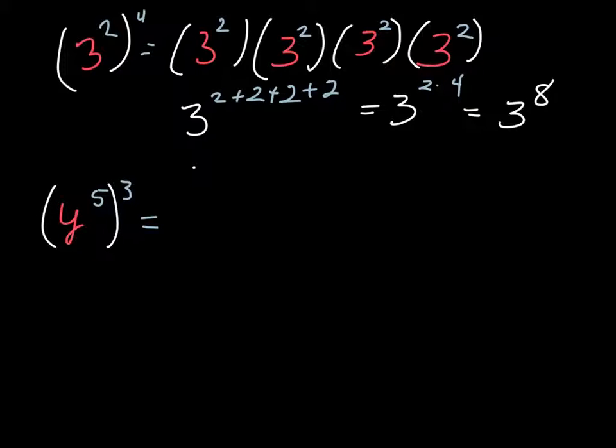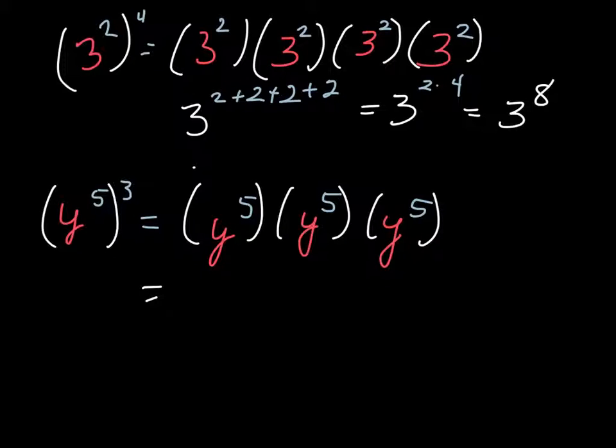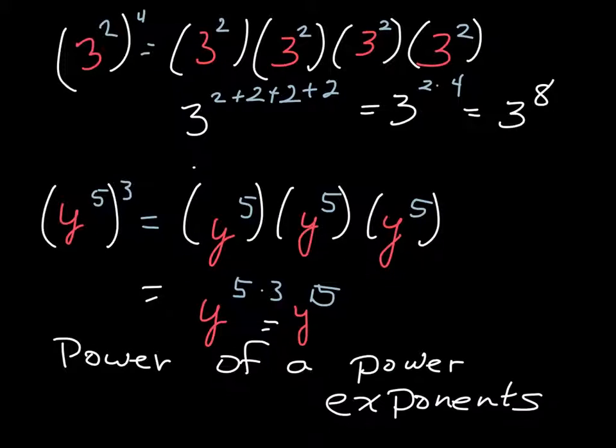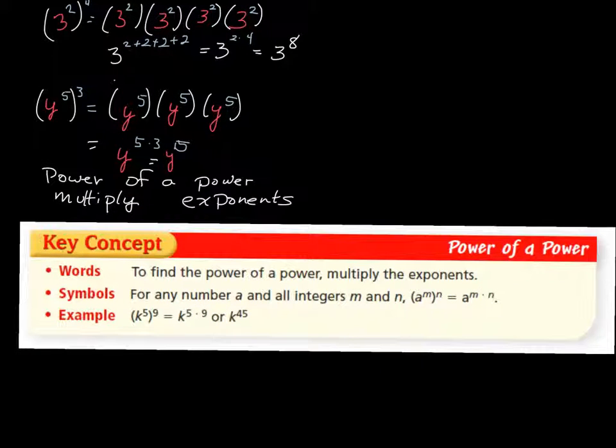If we have y to the 5th cubed, we need to take our y to the 5th and multiply it by itself 3 times, which we know is the same as y to the, I'm going to skip right ahead, 5 times 3, which is y to the 15th. So our rule is power of a power, we want to multiply the exponents. To find the power of a power, multiply exponents.